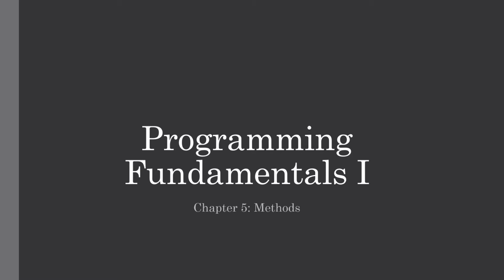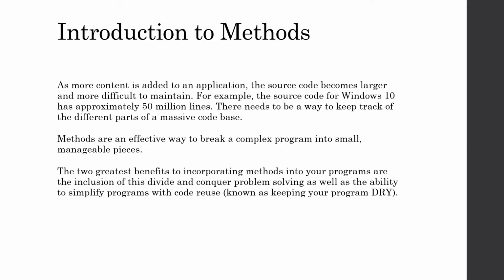in your programs. So to start off with, taking a look at an introduction to methods. As more content is added to an application, the source code becomes larger and more difficult to maintain. This is talking about dealing with very large programs where there's a lot of different features that you have to work with. For example, the source code for Windows 10, so if you're dealing with an operating system, is going to have approximately 50 million lines of code inside of it.